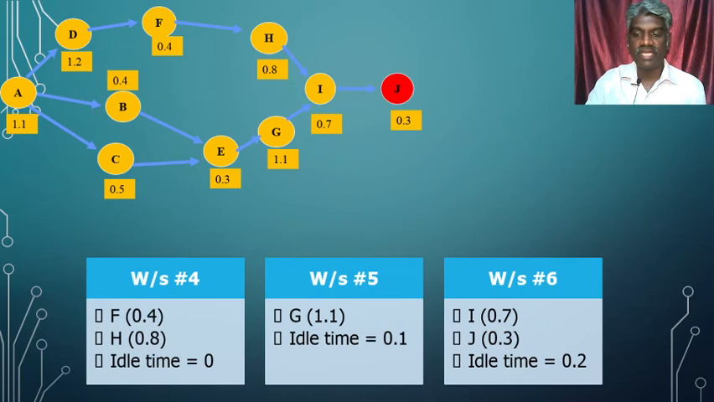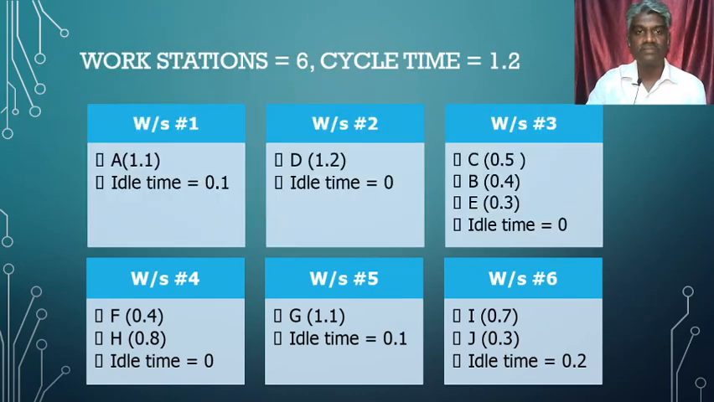So if we look at all the workstations, most of them are assigned without any idle time, perfectly balanced. Only workstation 1, workstation 5 and workstation 6 have a very minimal idle time, which is acceptable for line balancing. So this is a somewhat perfectly balanced line.